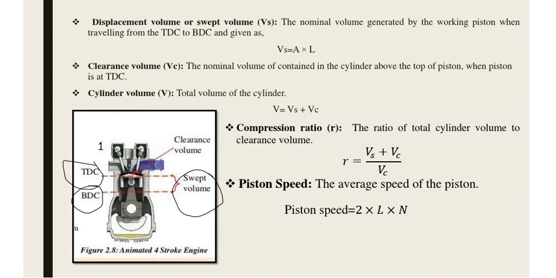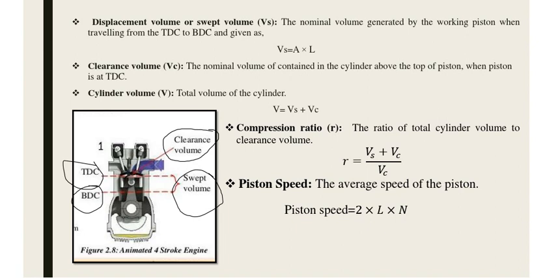Then the next term is my clearance volume, which is defined as the nominal volume contained in the cylinder above the top of the piston when the piston is at TDC. If you look at this figure again, this is my TDC. When a piston is at TDC, there is some amount of volume. That volume is called my clearance volume.